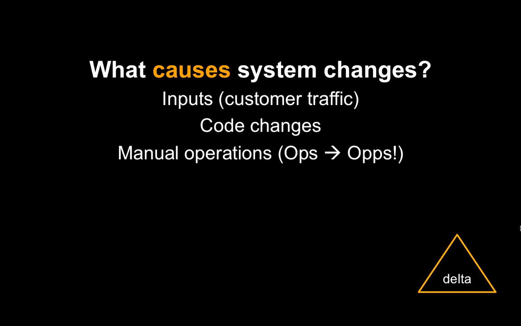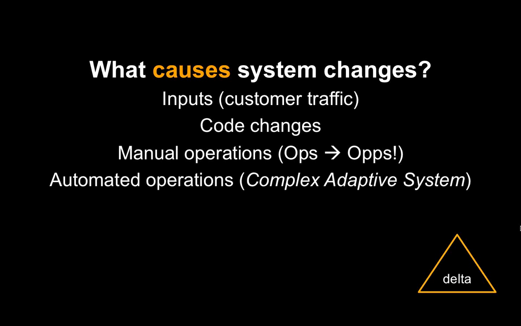Manual operations cause system changes. There's a kind of a joke there that you may go from ops, so operations, to oops. I didn't mean to do that. Quite often, unfortunately, humans make mistakes. And even if you don't make a mistake, when you make a manual operation, you are actually changing something. So that implies a system change.